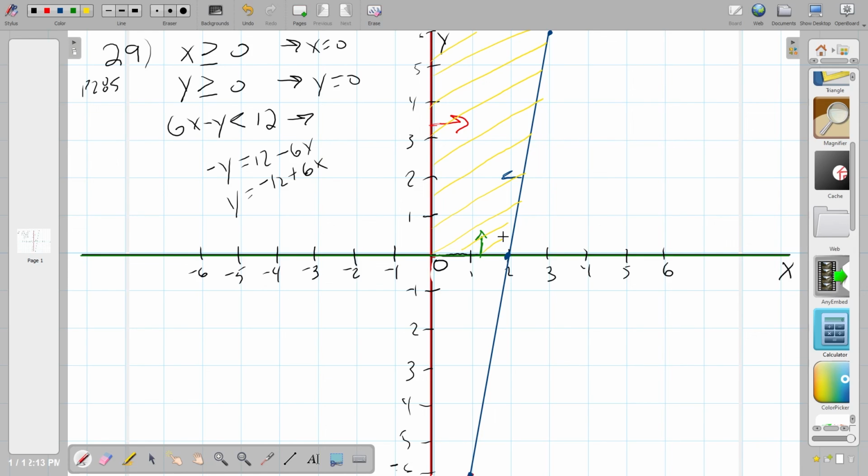So this is both x greater than or equal to 0, and y greater than or equal to 0, and for a bonus, 6x minus y is less than 12. So it would not include this line right here. I kind of drew it to where it looks like it includes that. But it would not include that line, right? Because this is not a less than or equal to, it is a less than.